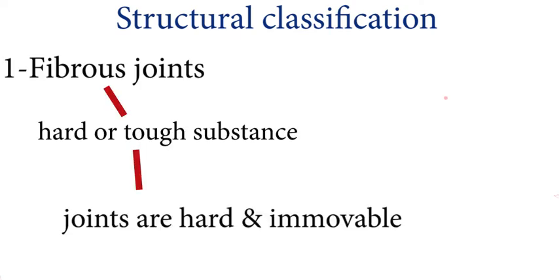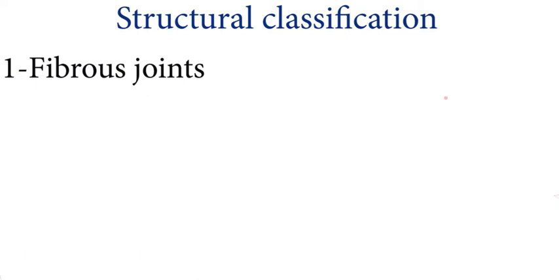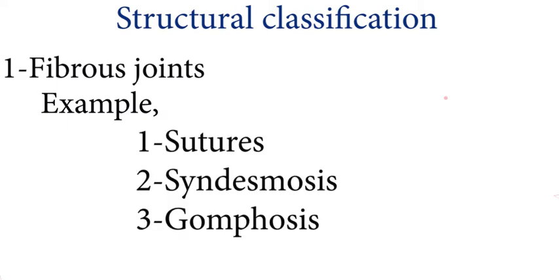Fibrous means hard or tough substance, so the name shows these joints are hard and immovable. Bones in the fibrous joints are connected together by fibrous tissues. This fibrous tissue is made up of collagen. These joints have no cavity because the space between the joints is filled with fibrous tissue. They are immovable joints. Examples of fibrous joints in the body are sutures, syndesmosis, and gomphoses. Let's do a detailed study of each.